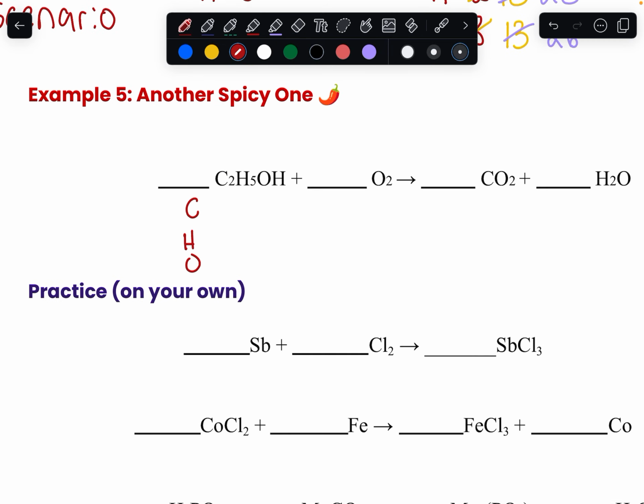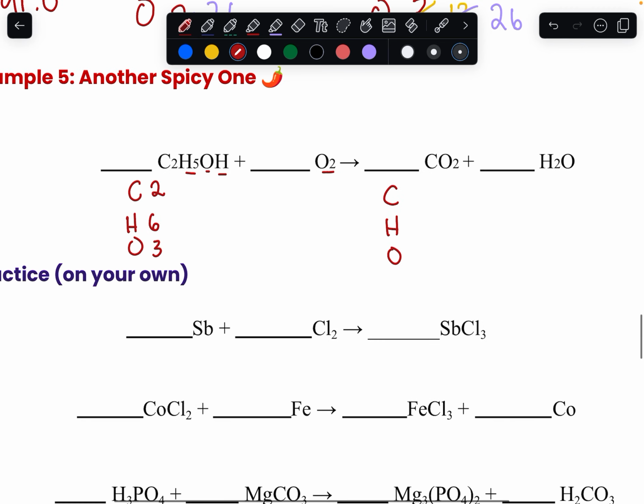CHO, CHO. Now what we are going to do is start by taking our inventory. So we have 2. Now we have a split H here, but that's going to be 6. And then we have a split O as well, which gives us 3. Over here, we have 1 carbon, we have 3 oxygens, and we have 2 hydrogens.